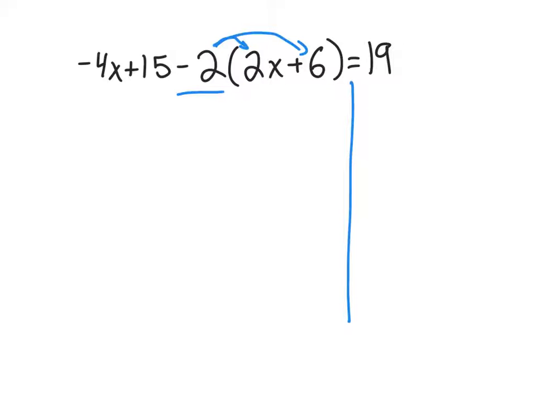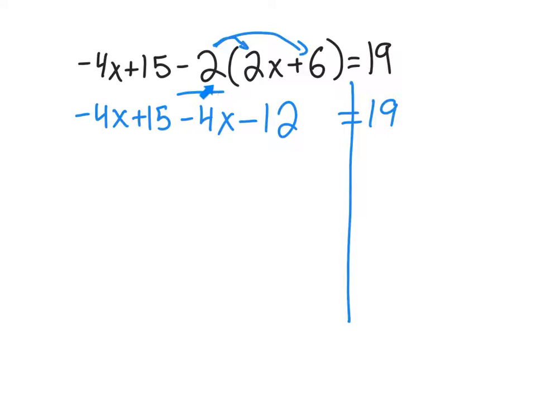So we're going to copy this down. We have -4x plus 15 minus 4x minus 12 equals 19. This gave us -4x, and this gave us -12 because we have a negative sign here.